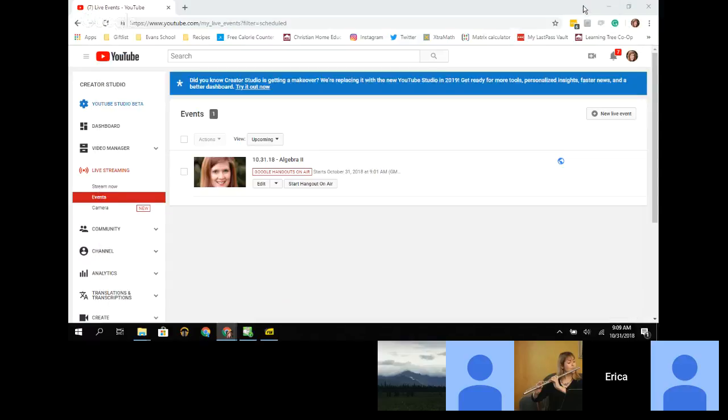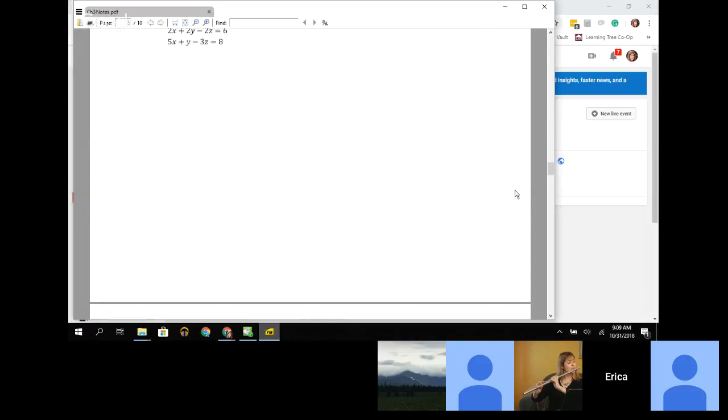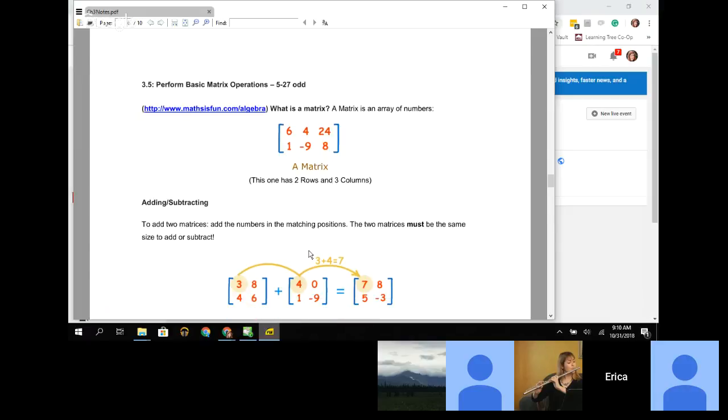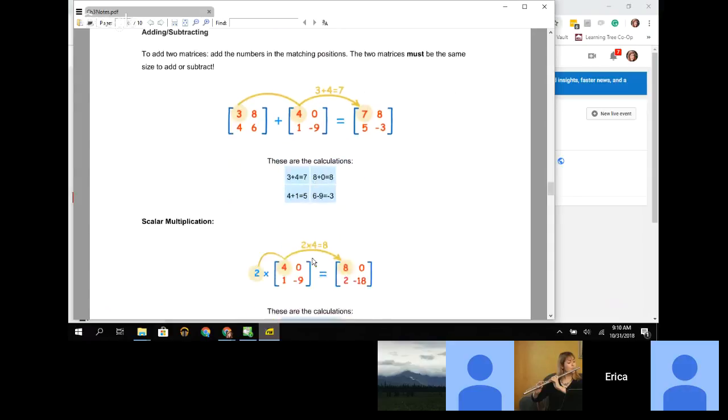So we are in section 3.6, actually. We talked about, on Monday, section 3.5, where we just learned what a matrix was, right? And we learned that you can add and subtract matrices together to produce a new matrix. And I think everybody felt pretty comfortable with that.